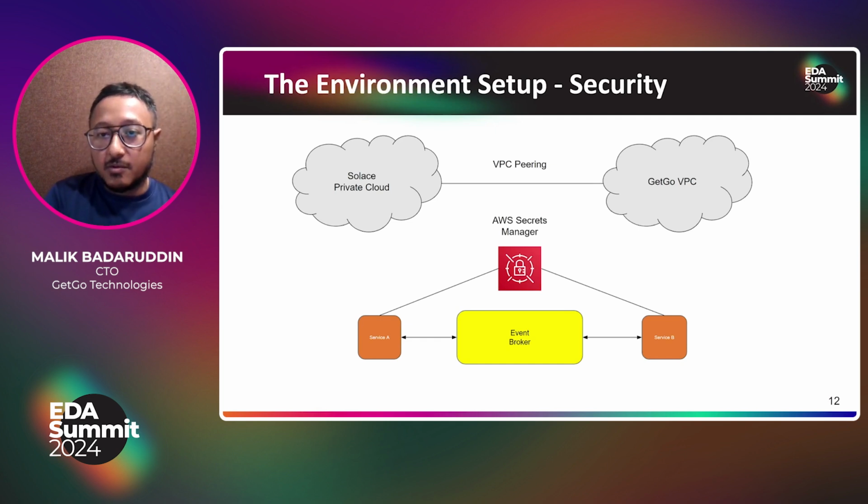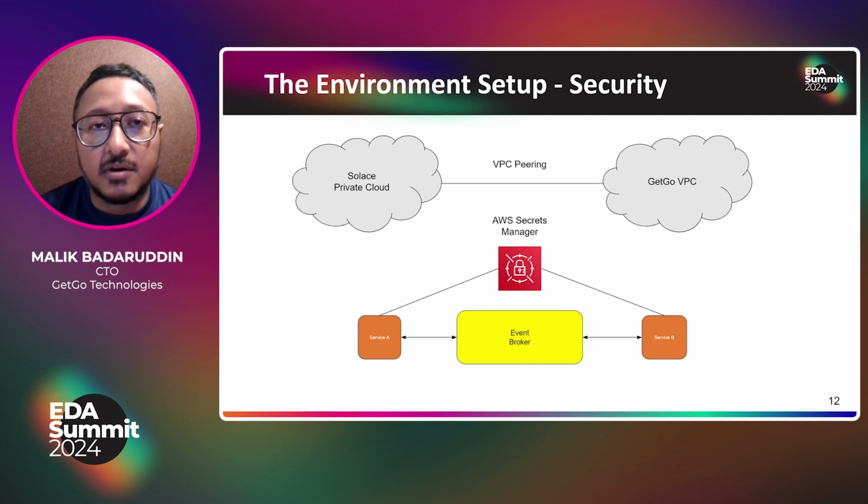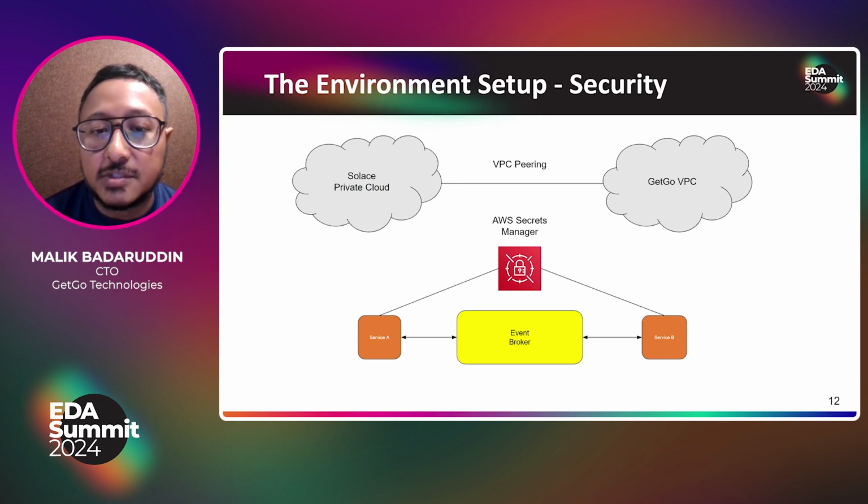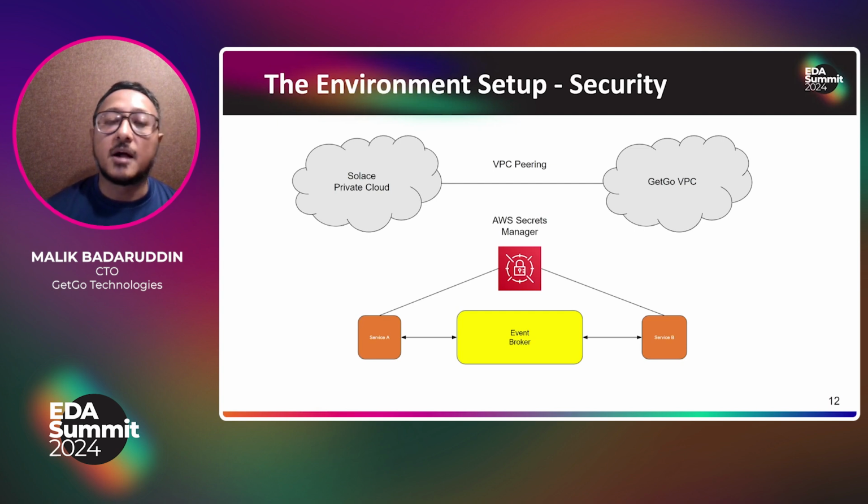And typically where we set up our private cloud as well, what we did was we have Solus as a private cloud where the PubSub service is running, and we have our own private cloud where all our services are running. And what we do is we typically do a VPC peering. We are running on AWS, and this helps us with the security in that sense, right? So all of this is running privately.